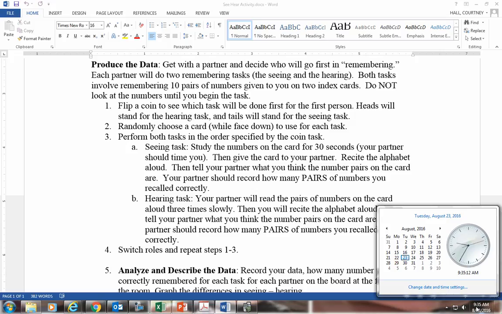You want to switch roles and repeat steps 1 through 3. That's as far as I want us to get today. I want you to write down on your sheet how many pairs you remembered. If we have time after everybody's done it, I'll call each person's name and ask you to give me your numbers, because I'm going to put them in a Google sheet and we're going to analyze them as a class. You're not going to have to do that just within your pairs.